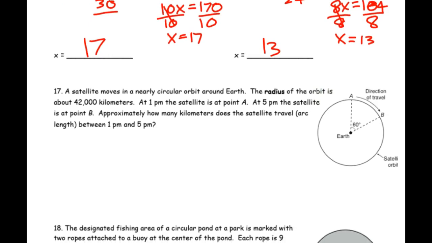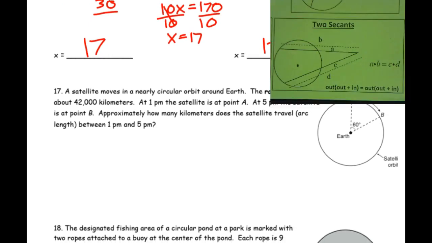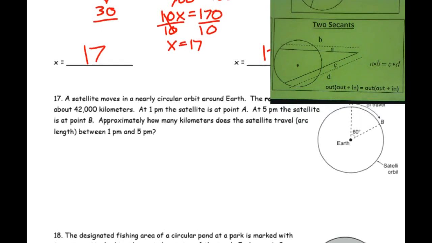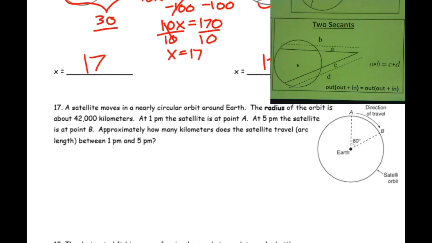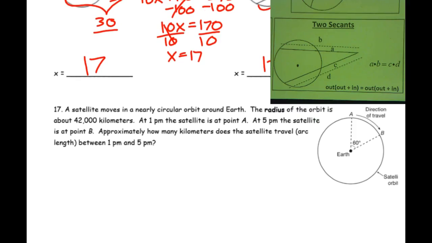Okay, on 17. So 17 says the satellite moves in a nearly circular orbit around the Earth. The radius of the orbit is 42,000 kilometers. At 1 p.m. the satellite is at point A. At 5 p.m. the satellite is at point B. Approximately how many kilometers does the satellite travel?